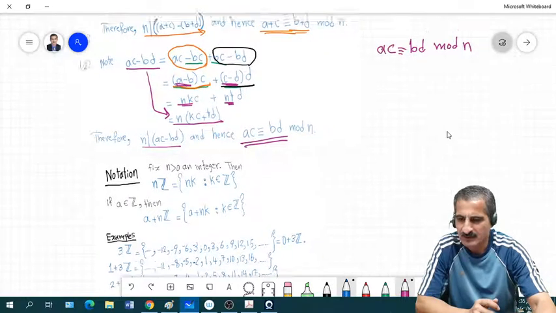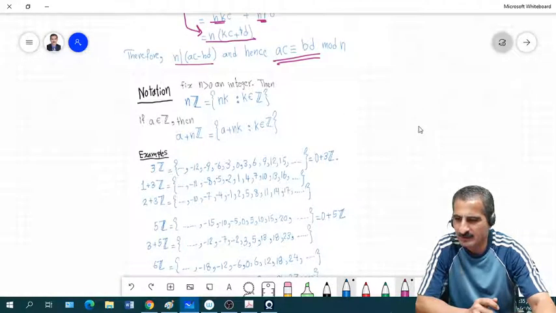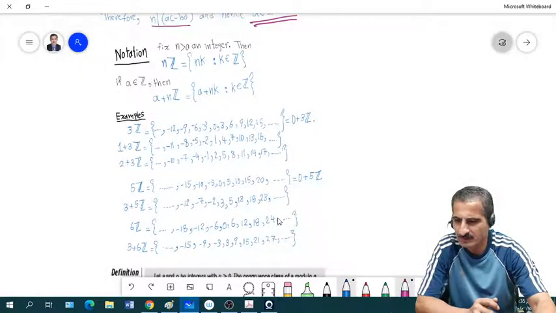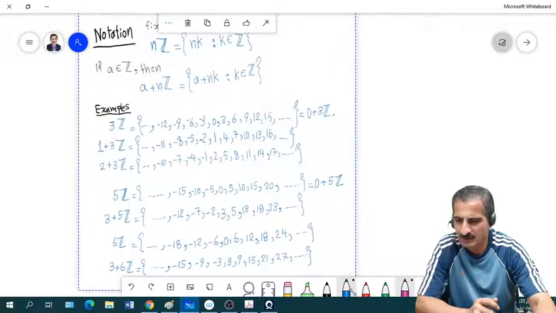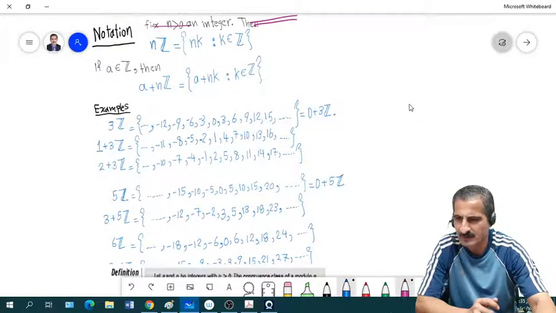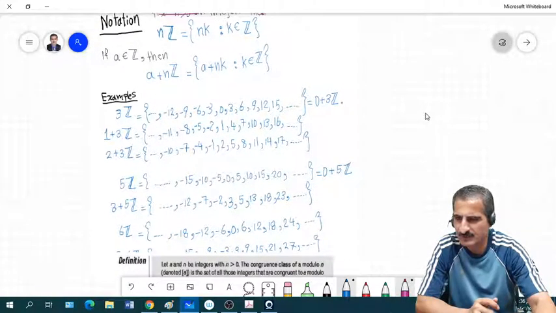Okay, next, before we go to the theorem that comes after, I want you to consider the following notation. Okay, this is an interesting notation that we need to see.